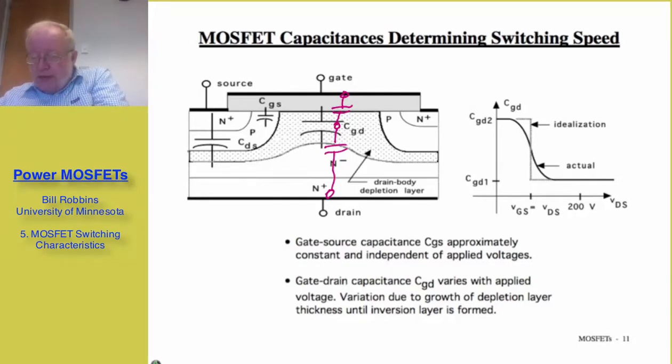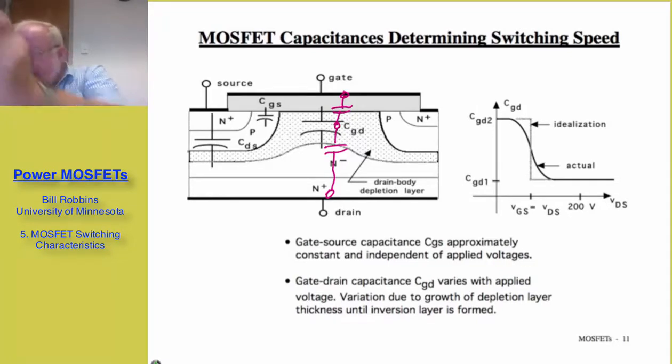Here I show on the right hand side a graph of gate to drain capacitance versus drain to source voltage. At low drain to source voltages we have a fairly large value, which I call C sub GD2. At high drain to source voltages, a much smaller value. In a lot of power MOSFETs, this variation in capacitance can be more than 10 to 1. And so this has an important effect on what the voltage versus time looks like between drain and source as we turn the MOSFET on and off.